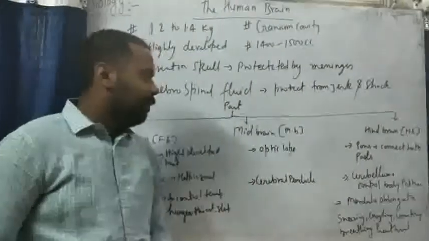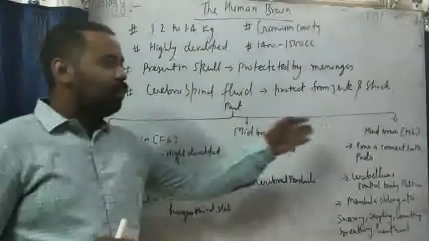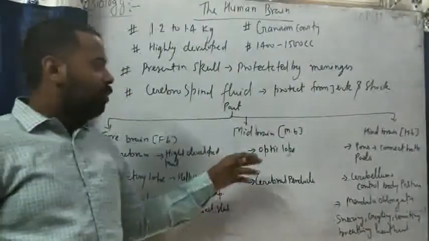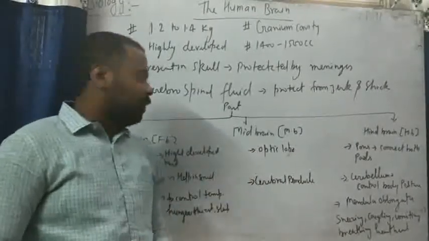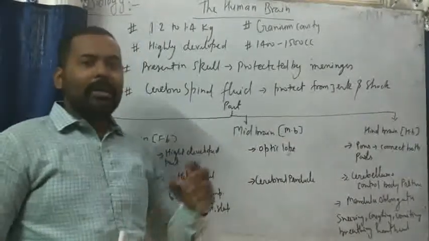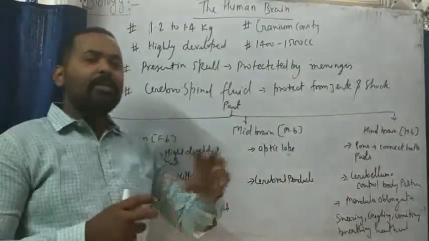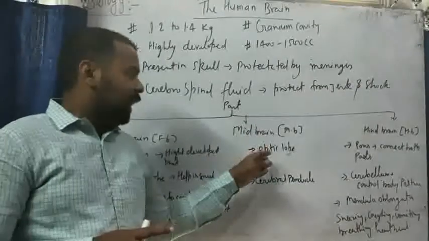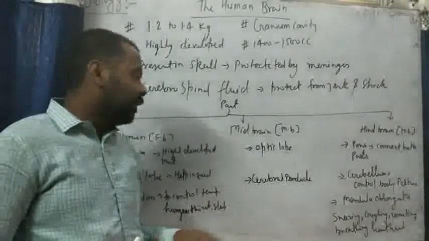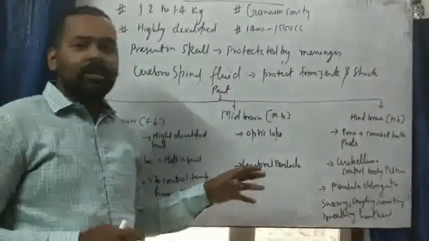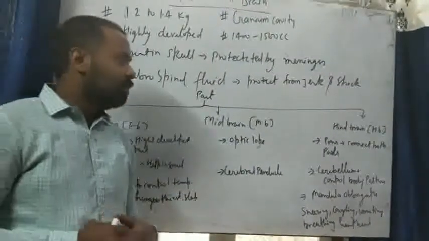The second part is the midbrain, which is a very small part of the brain that connects the forebrain to the hindbrain, having two lobes, optic lobe and cerebral peduncle. The function of the optic lobe is to recognize images while moving. It means if an object is moving anywhere, with the help of the optic lobe we can easily identify the image and the color of the object. And the cerebral peduncle helps to coordinate the sensory and motor neurons.